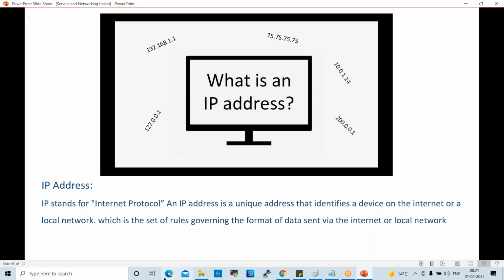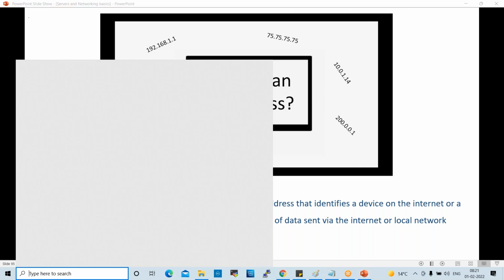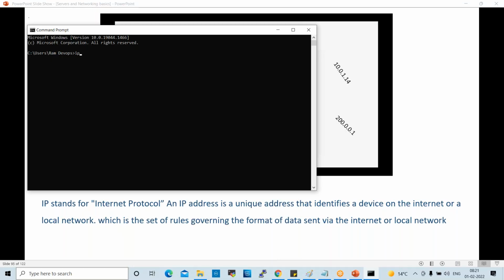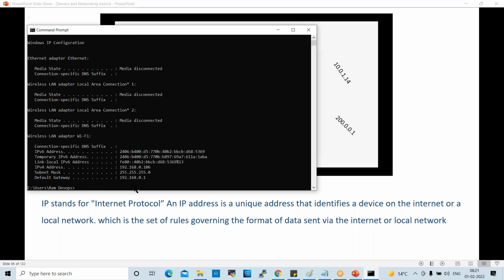Even on your laptop, if you go to the command line, just type CMD. If you type ipconfig, you will get one IP address. See here, this is my IP address. Every system, every laptop, every desktop, every server will have one unique IP address, right?